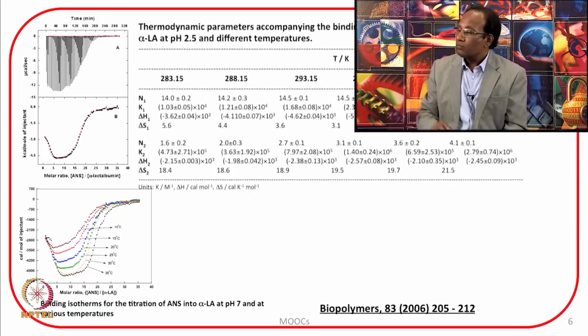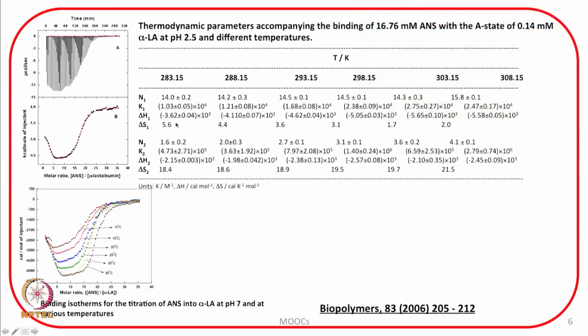And one can list the various thermodynamic parameters depending upon the type of the model which you used. As I mentioned here, the data was fitted best by a model according to two sets of binding sites. So, you have the values of N1, K1, delta H1, delta S1 associated with one set of binding sites, then N2, K2, delta H2, delta S2 associated with the second set of binding sites, and then you have all these numbers.